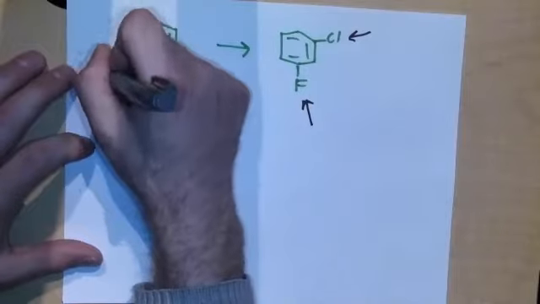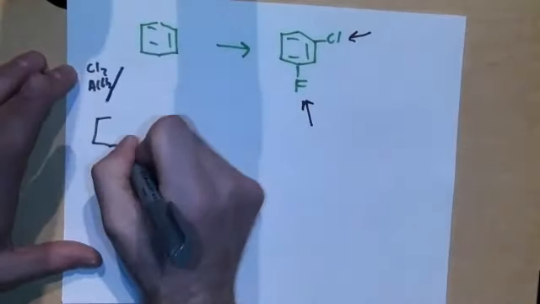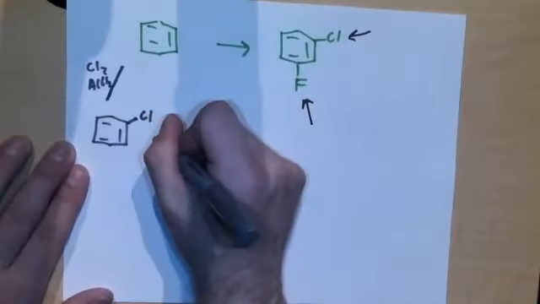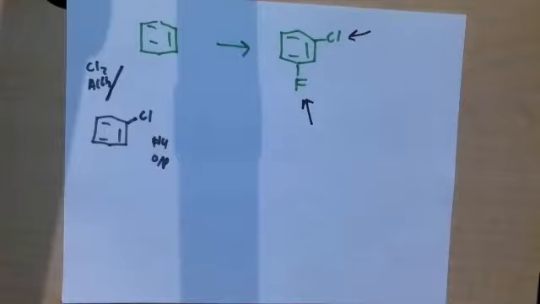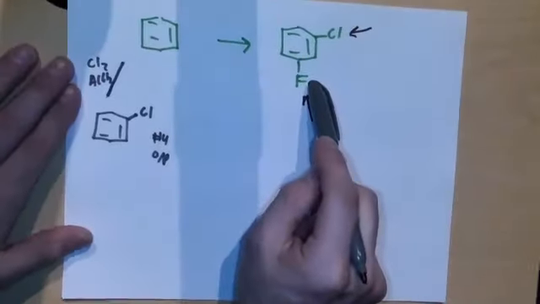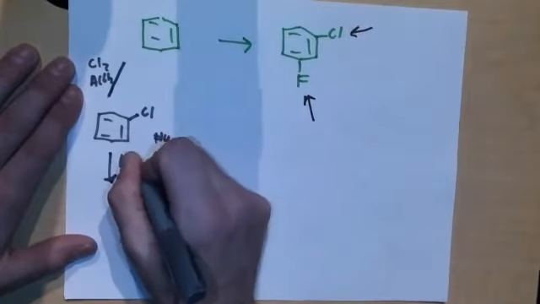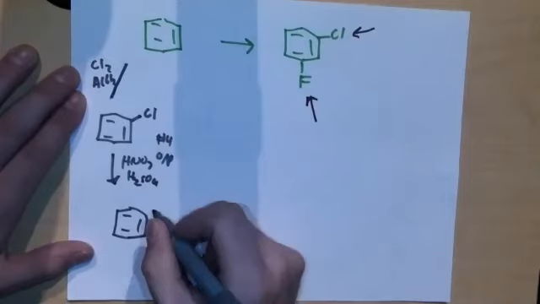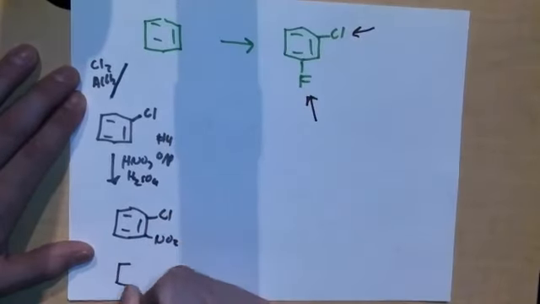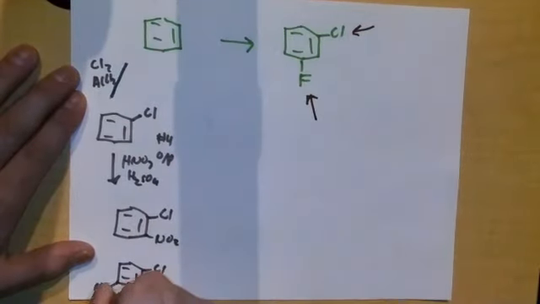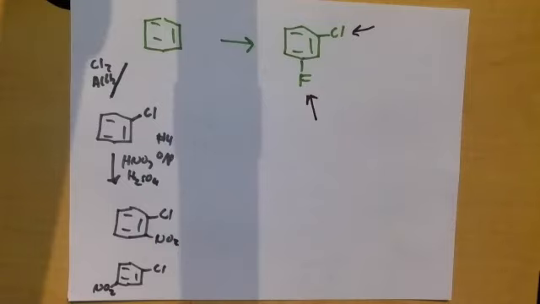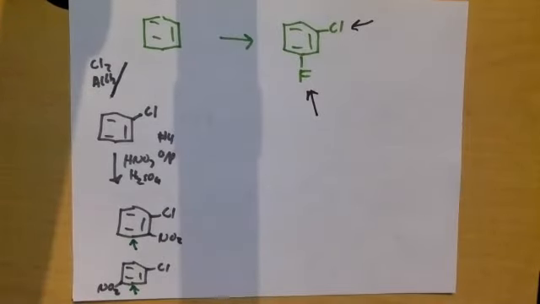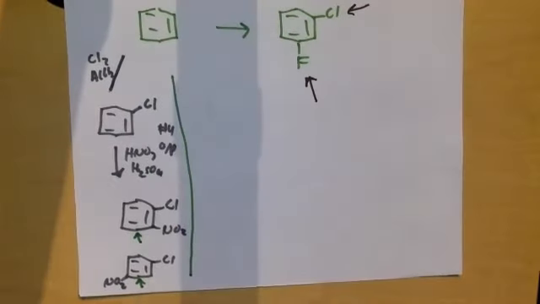So let's add in Cl2, AlCl3. Now I have a problem. This is a group 4, an ortho para director. If I try to do my pathway to make this fluorine here, the first step is throwing in HNO3, H2SO4. I'm going to get an NO2 in the ortho position and an NO2 in the para position. But what I wanted was it in the meta position, which means these are both dead ends. So I can't do the chlorination first.